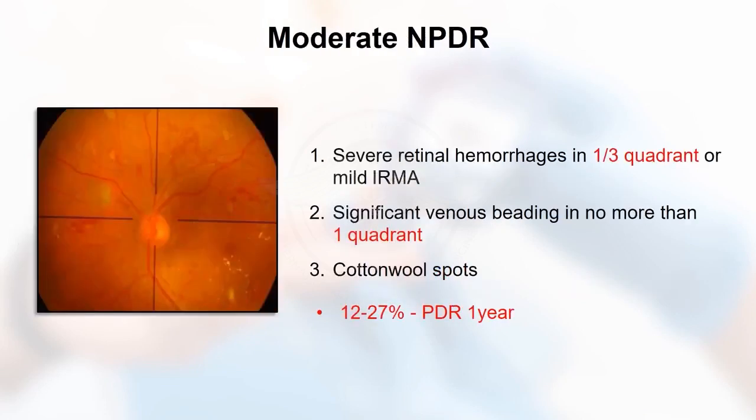In moderate non-proliferative diabetic retinopathy, there are severe retinal hemorrhages in one to three quadrants out of 4 quadrants. In one quadrant there may be severe retinal hemorrhage or mild intraretinal macular abnormality, and significant venous beading in no more than 1 quadrant. Cotton wool spots are there, and 12 to 27% go into proliferative diabetic retinopathy within a span of 1 year.